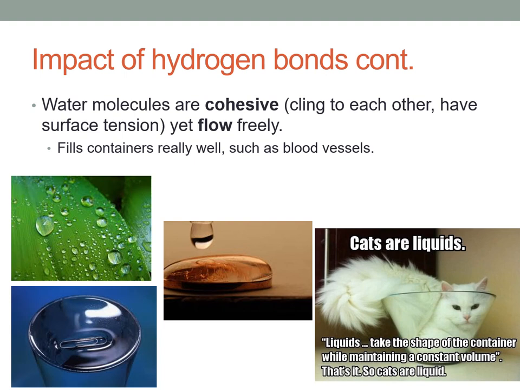Look at here with the paperclip. They want to stick together so much that the paperclip, even though it's heavier than the water, won't fall down through. So that surface tension, because it's cohesive, it also still flows freely, which is really nice. So water becomes a really useful base substance for our bloodstream because it's going to fill blood vessels really well.